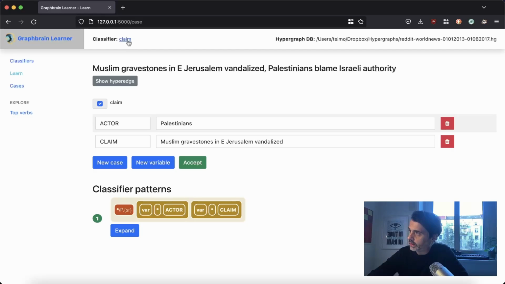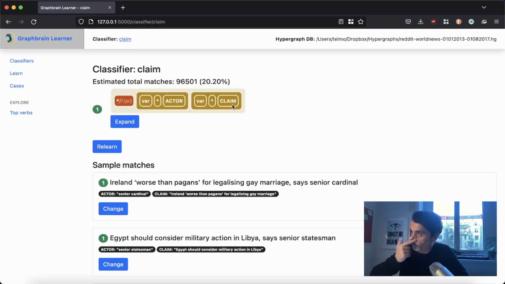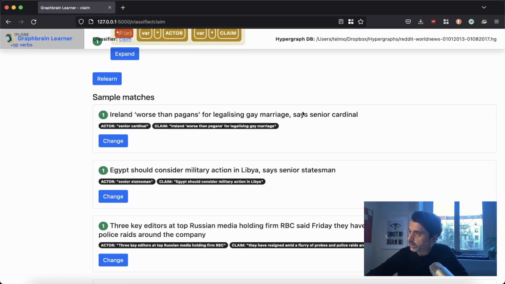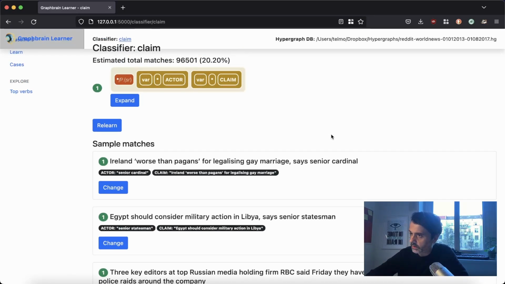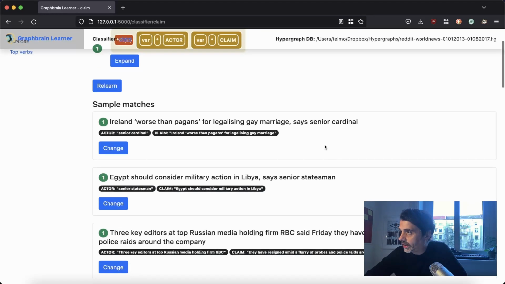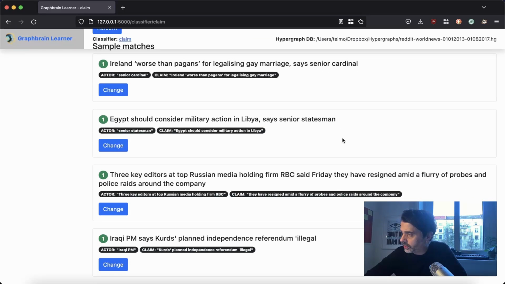What we can do now is go to the classifier again. Okay, we have the pattern that was generated. We also have this estimator of the number of current matches from this pattern in the database. So about 20% is pretty high. We can look at a sample of stuff that is matched by this pattern to see what's going on. So in this first case, there is this senior cardinal making a claim about Ireland being worse than pagans, and this looks correct. It's what we have in mind, so no need to change it.